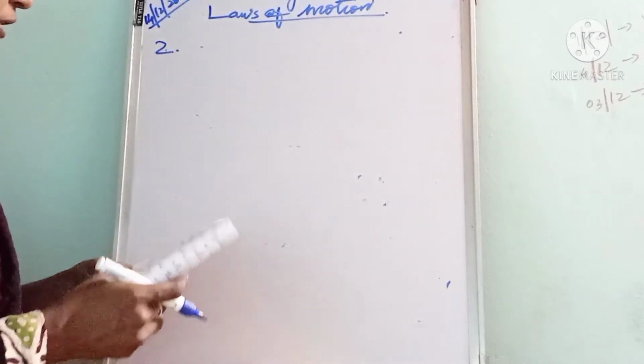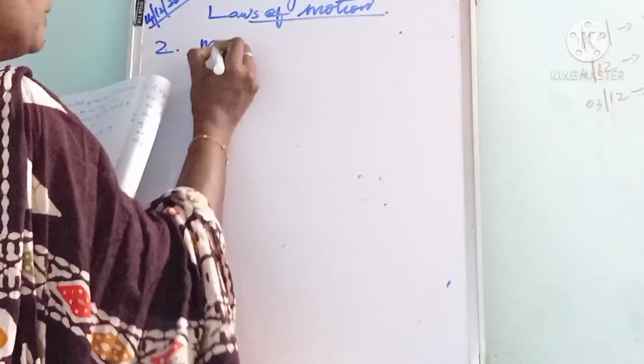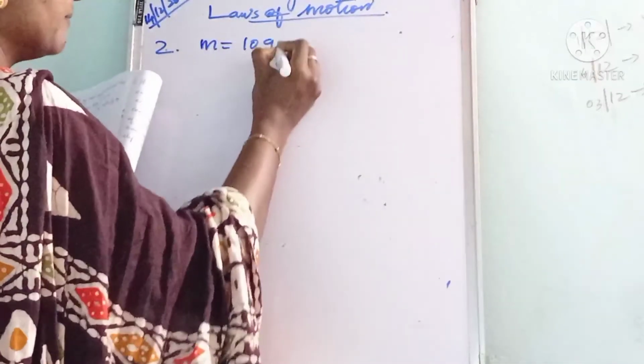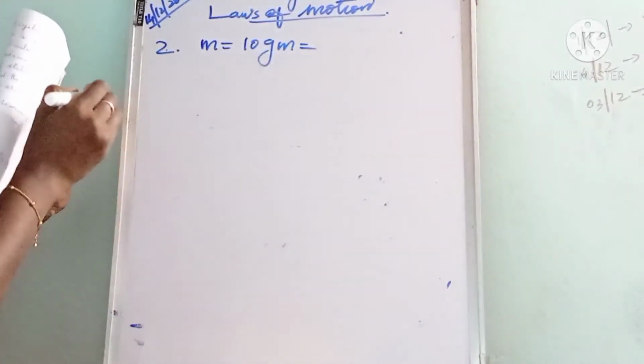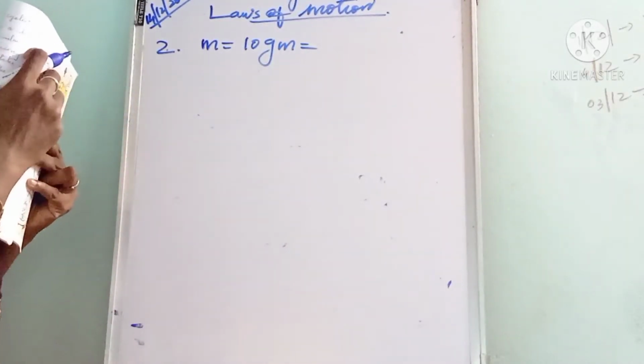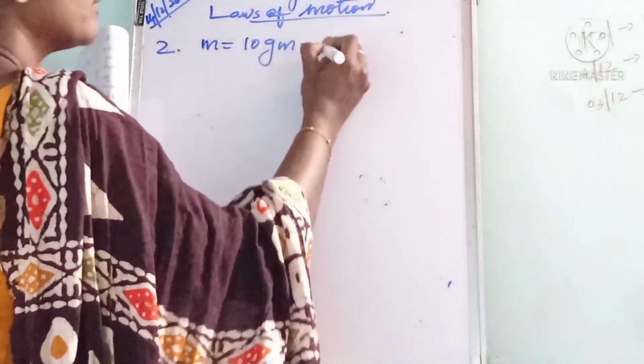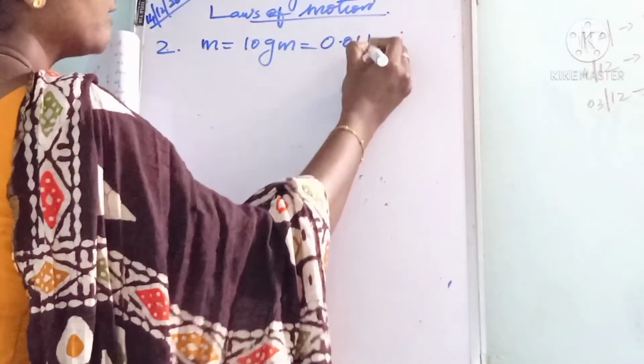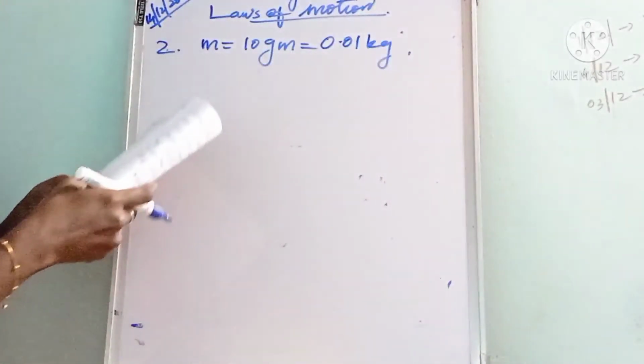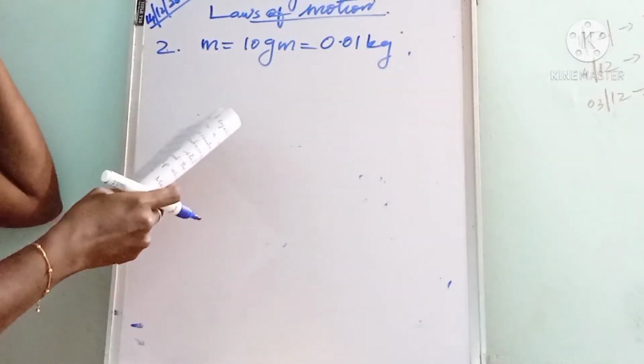Here the bullet of mass 10 gram. So it is m equal to 10 gram. Then we have to convert this gram into kilogram. How can we convert this gram into kilogram? Divided by 1000. So we get 0.01 kilogram. That is the mass of the bullet.